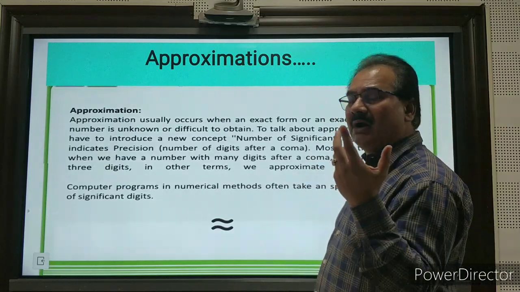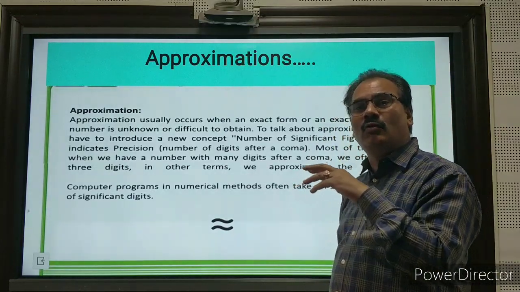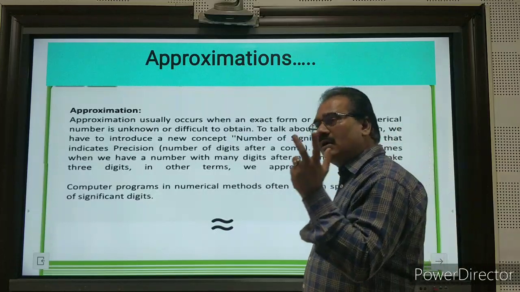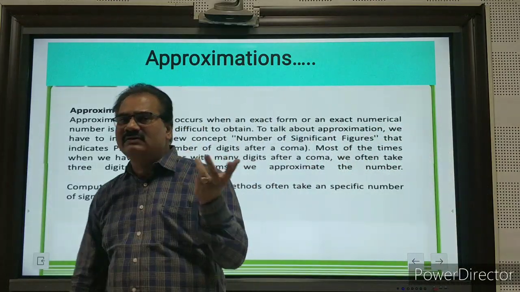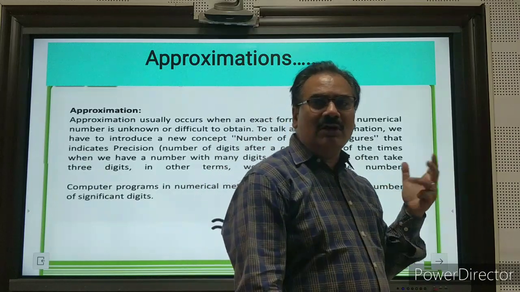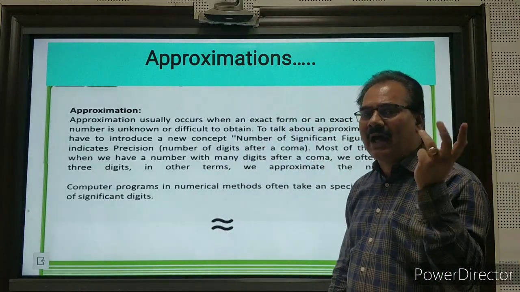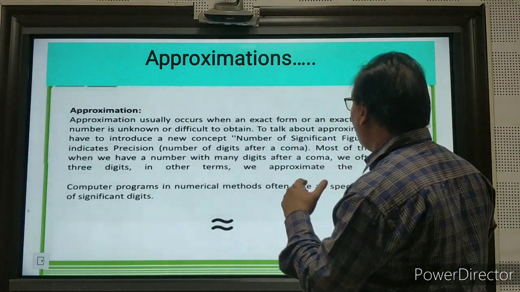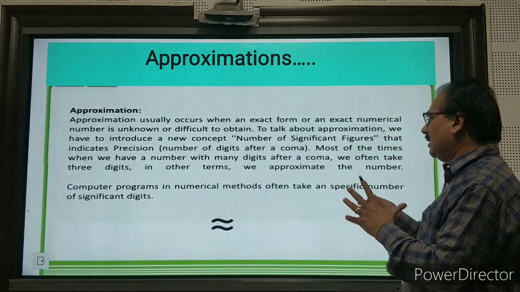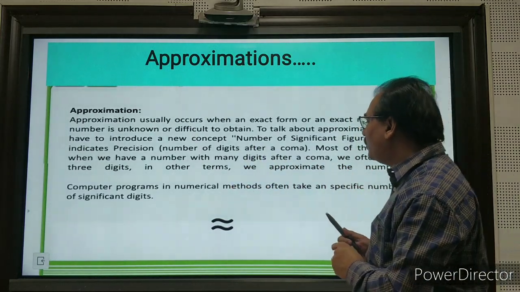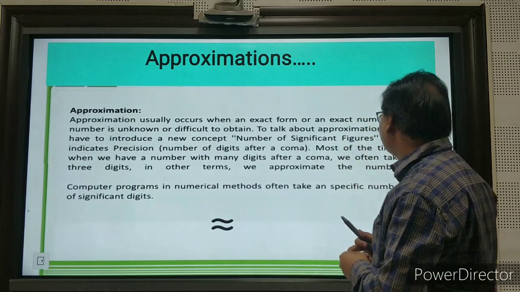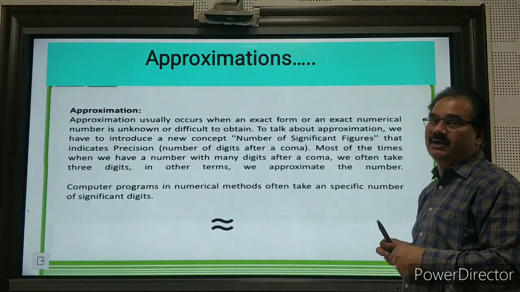Okay, but if I give you one more equation, with two equations and two unknowns, then it is easy to find the solution. So in many situations approximation plays its own role whenever it is required. A computer program in a numerical method often takes a specific number of significant digits.